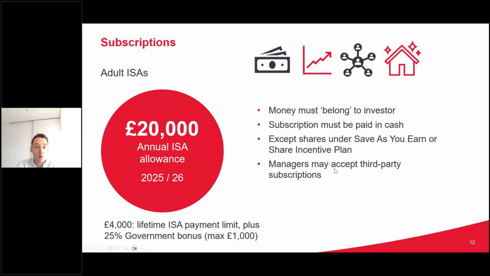Managers may accept third-party subscriptions, so this typically will be around spouses wanting to fund each other's ISAs. Most platforms, and we do it at Invest Centre, will allow a spouse to fund their spouse's ISA. That can be allowed under the rules because it's deemed to be a gift. Once the money's hit the individual, that belongs to them at that point. So it meets that first bullet point there.